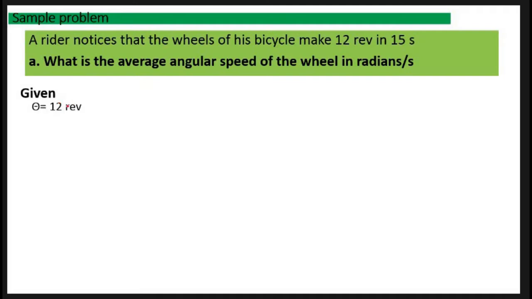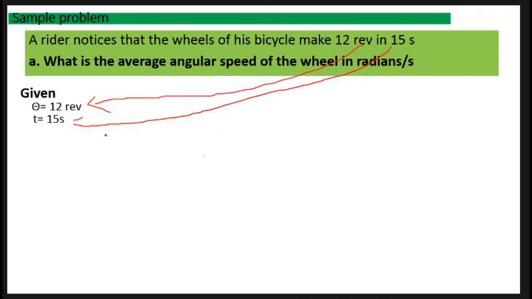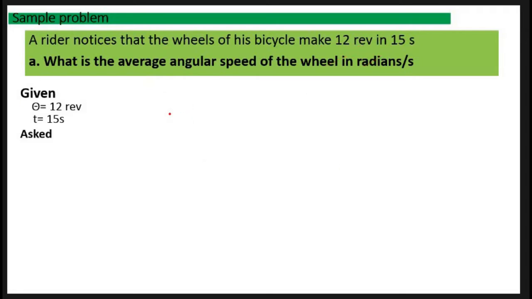Okay, the given is 12 revolutions. This is the angular displacement. And then we have here the time, which is 15 seconds. And I think these are all givens. Now, what's being asked? Okay, we need to find out the angular speed, specifically the average angular speed. So this is the symbol for angular speed.